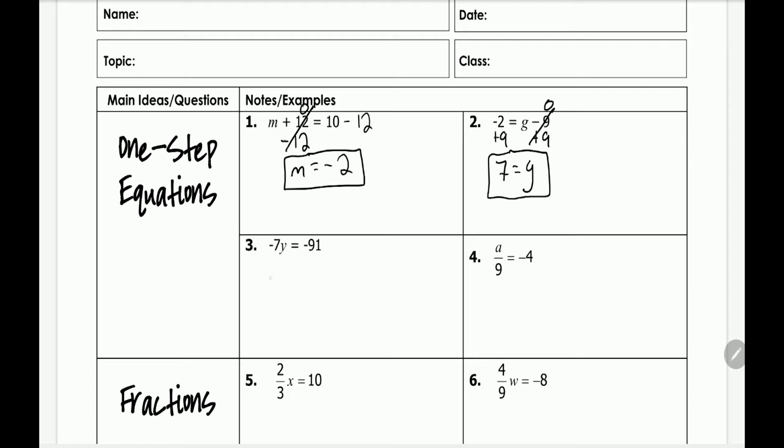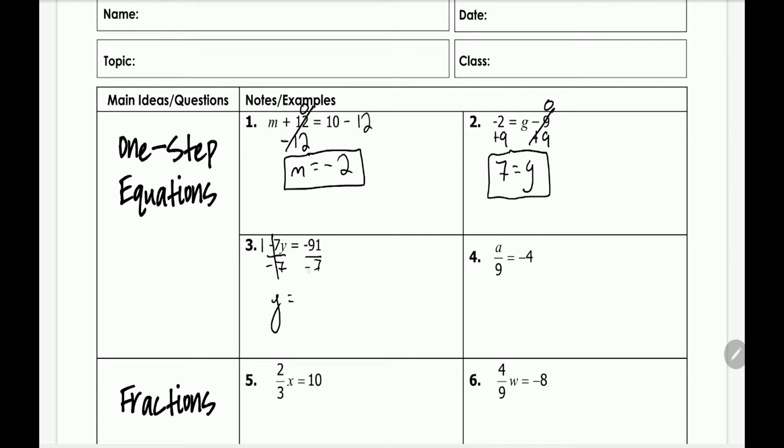Number 3, we have negative 7y is equal to negative 91. All right, so what we have to do is we have to get rid of this negative 7. And this time, since it's multiplication, we have to reduce it to 1. So what's a way that we can change this negative 7 into a 1? Well, we can divide it by negative 7. Well, whatever we do on one side, we have to do on the other. So we have to divide both sides by negative 7. Negative 7y divided by negative 7. Well, these things cancel to 1, and 1 times y is just y.